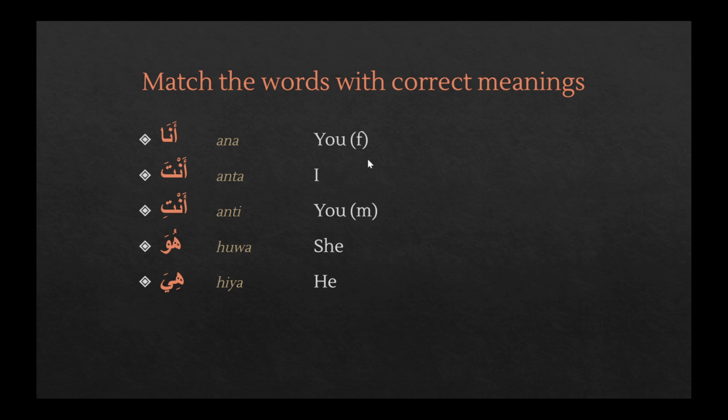Okay. Ana. What do you think Ana means? Ana means I or me. Anta is you for masculine or for male. Okay. Anti, you for feminine. Huwa, what does huwa mean? He. And last one here, she.